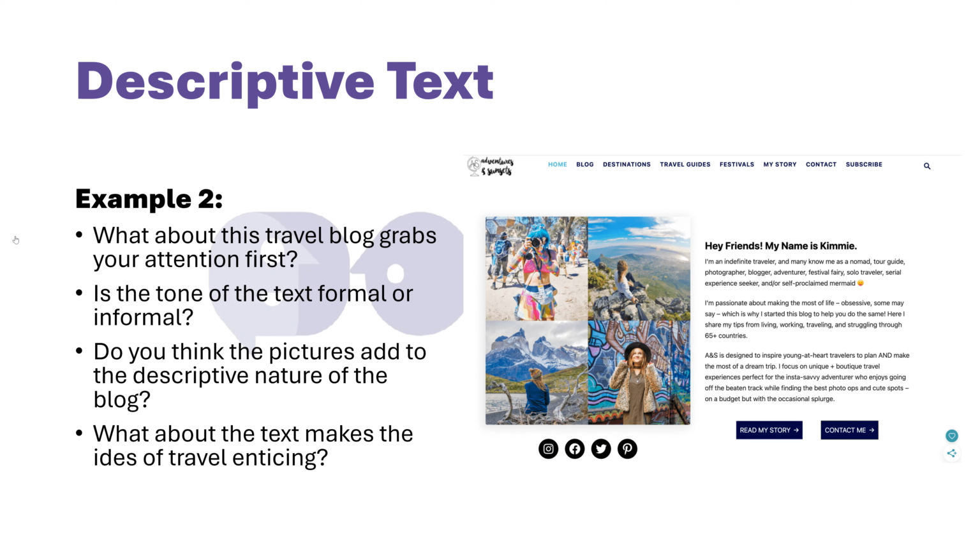Okay, example number 2 of descriptive writing, we have a travel blog. So, as I said before, pause, familiarize yourself with the page, and then we'll take a look. So what is it about this travel blog that first grabs your attention? For me, it's the colourful pictures, immediately drawing my eye. 4 pictures of this travel writer in different locations around the world, all deliberately very colourful, with striking landscapes in a couple of the backgrounds.